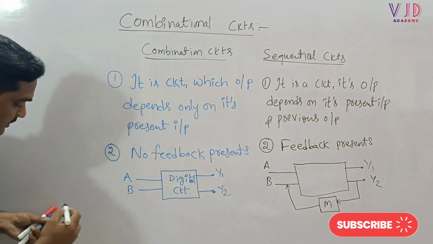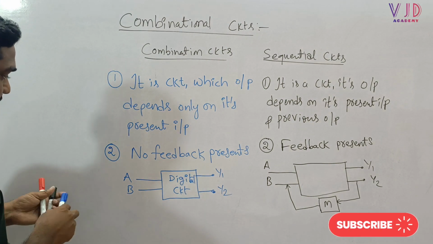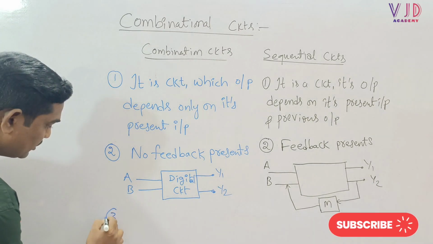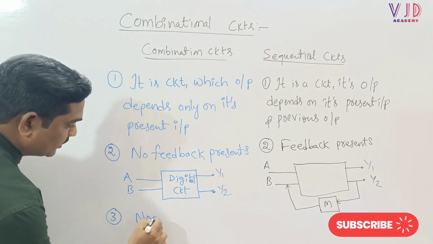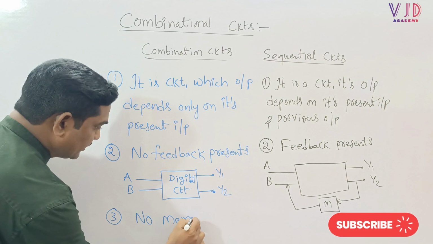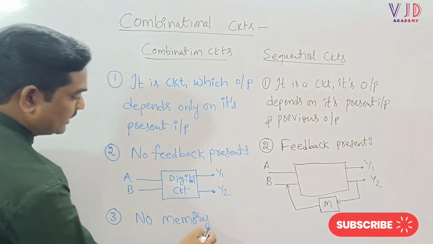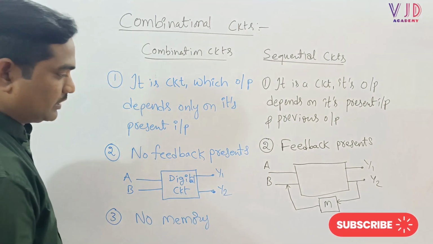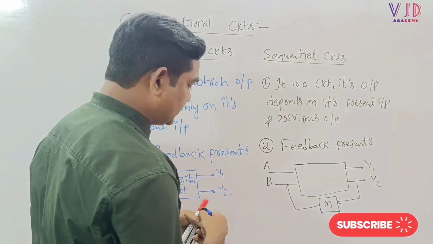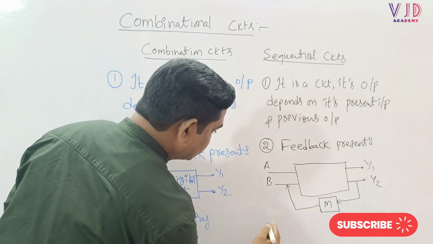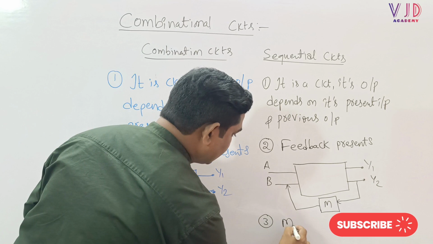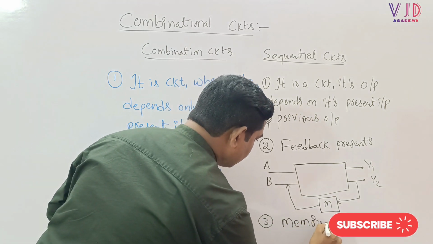Now the third point is no memory presence, as in a sequential circuit. Coming to the third point of the sequential circuit, here the memory circuit is present. The third one is memory presence.